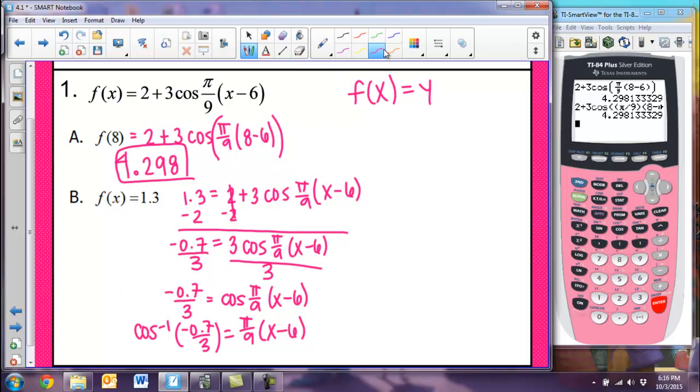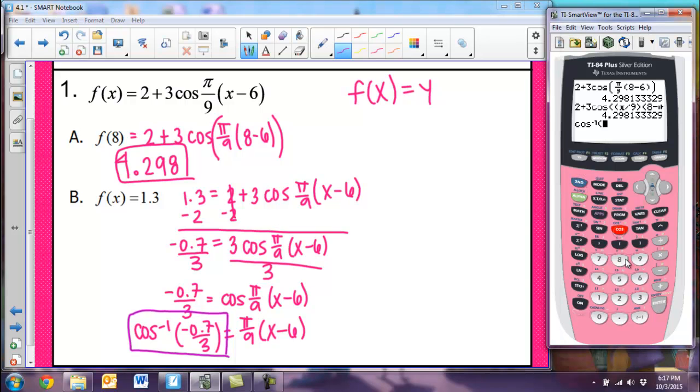Now, if you look at this right here, this is something I cannot do without a calculator. That is not one of my principal inverse values. I don't know what angle would give me that crazy number. So this is something I cannot do without a calculator. So that's when I'm going to go into my calculator and find my inverse cosine of that number. Make sure you're in radians.